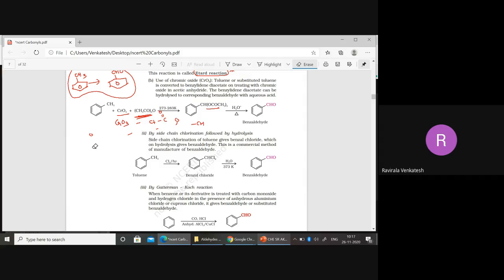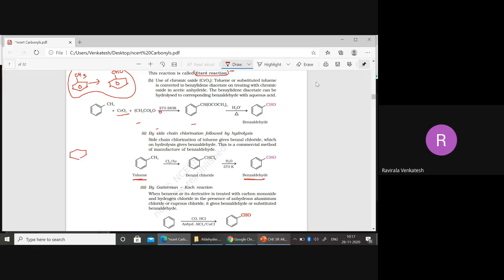Especially they are asking this side chain chlorination in the conversions. Now in this case also, the same thing is happening here. Toluene is converting into benzaldehyde. Correct? Now what is happening here? Generally when you observe, I will explain 2 things here.